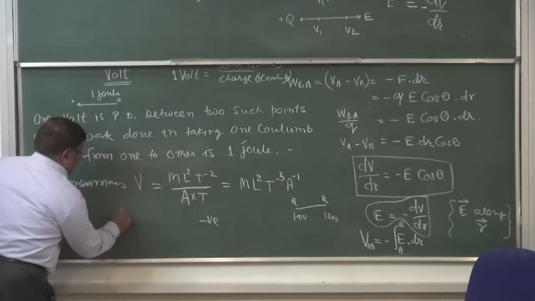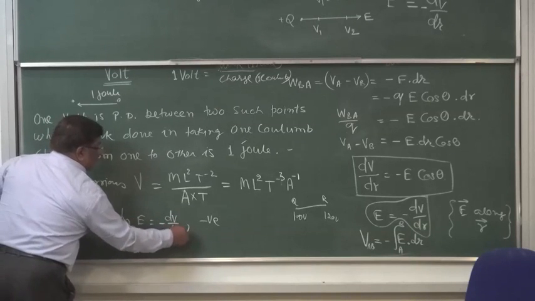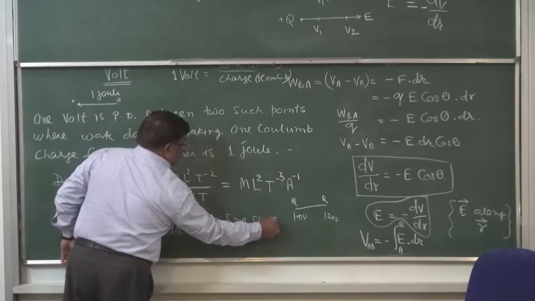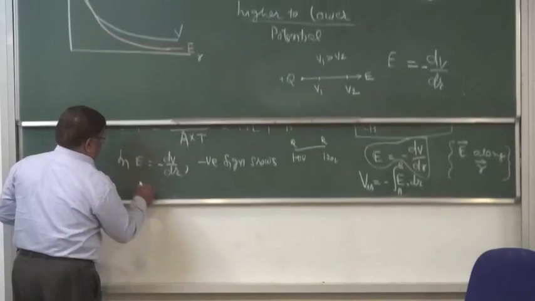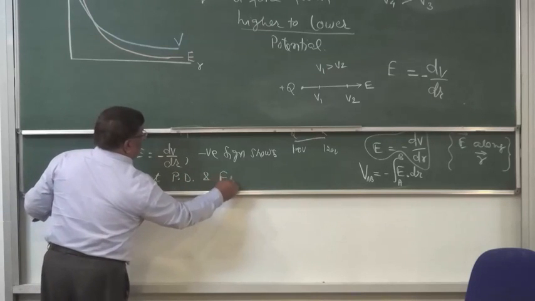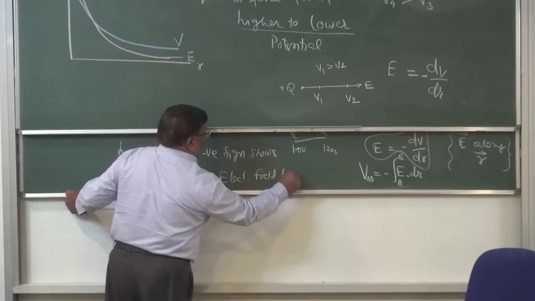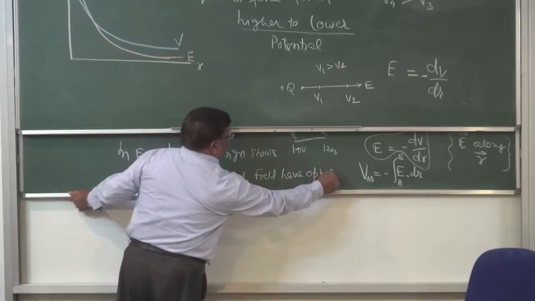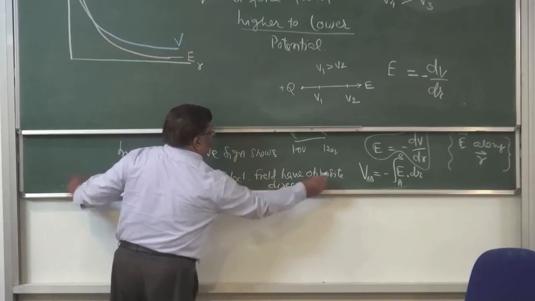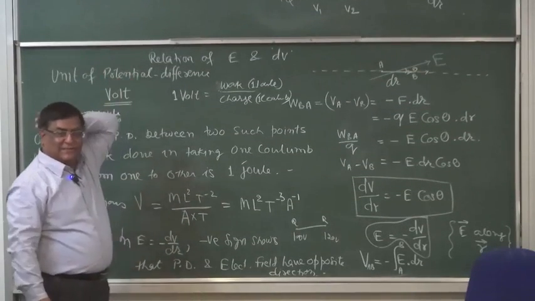So you should remember this, and let's write it also here. E is equal to minus dV by dr. The negative sign shows that potential difference and electric field have opposite directions. Now you understand what is meant by opposite direction? What have we taken as the direction of potential difference? Lower to higher, increasing.